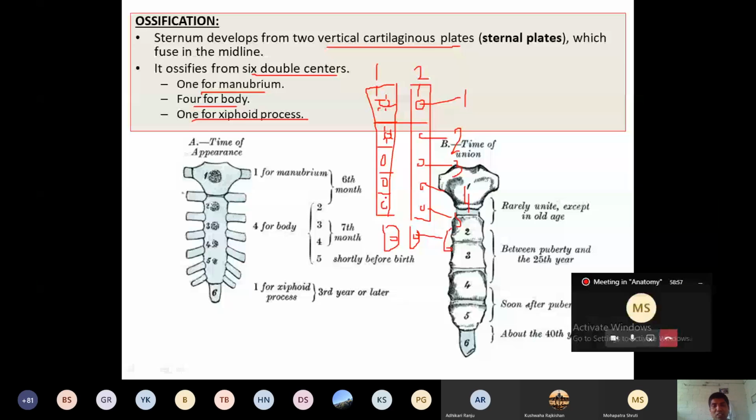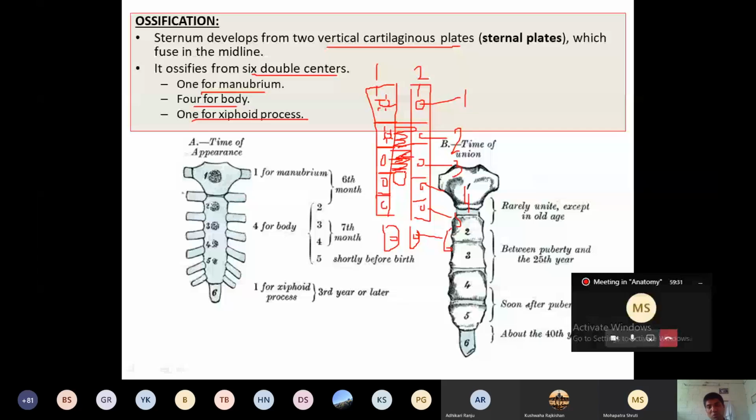These ossification centers are separated by cartilage. Here there is another cartilage. Now all these things should fuse together. This plate should come and fuse with this plate. If the plates are not fused, for example if the upper part is fused and this part is fused but here it is not fused, then what will happen? There will be a remaining foramen.